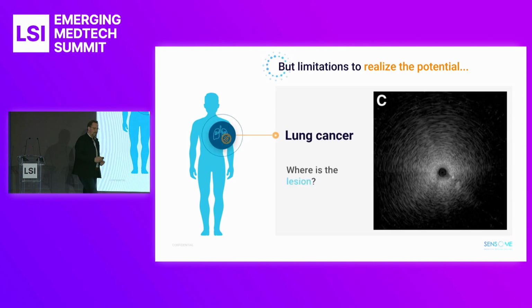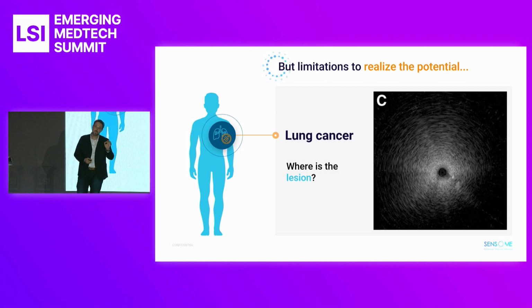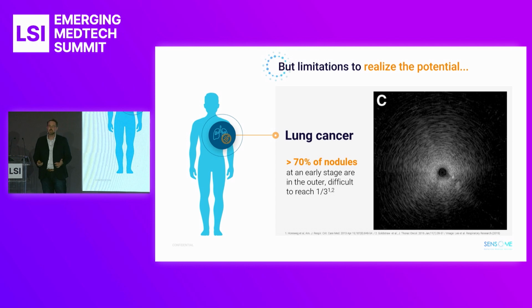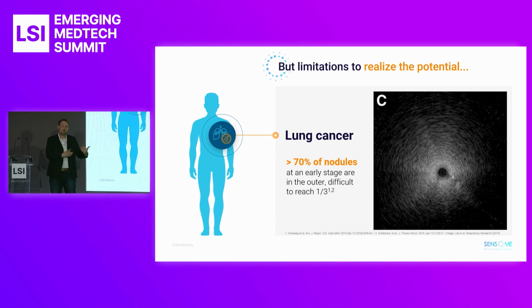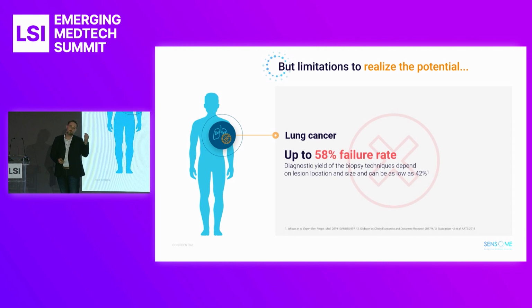Now, here's the last example. In lung cancer, what do we want? We want to get a biopsy. To obtain a successful biopsy, we need to put the biopsy needle into the lesion. Where is the lesion? That is the big question. You have to understand, over 70% of nodules at an early stage are in the hard-to-reach outer third of the lung, which leads to up to 58% of cases where, from the biopsy, you actually can't reach a diagnosis.